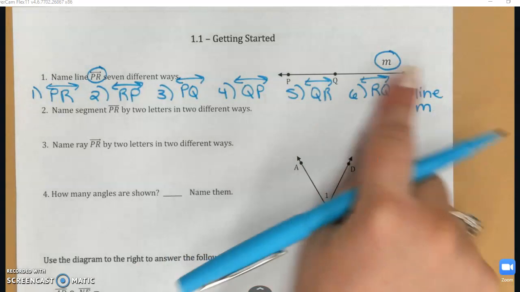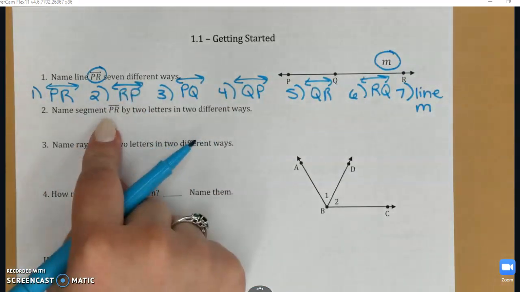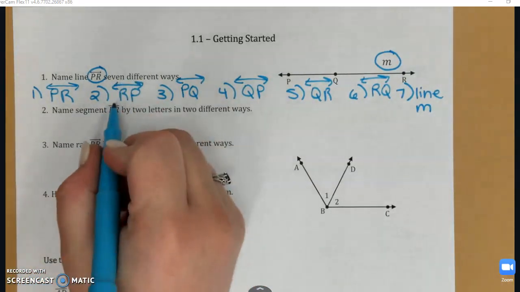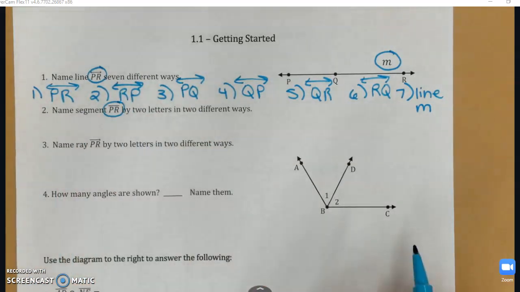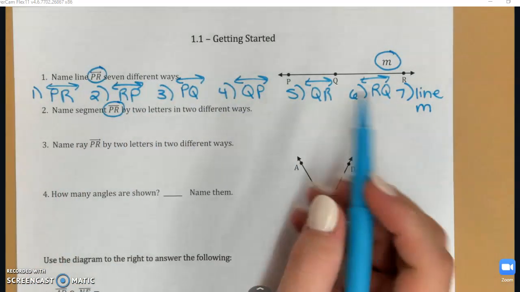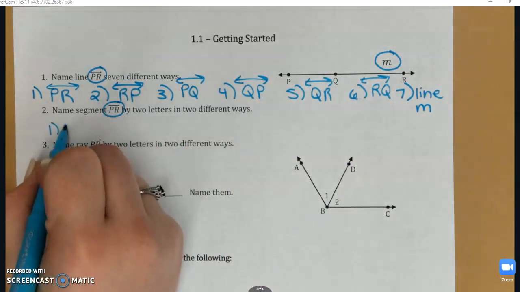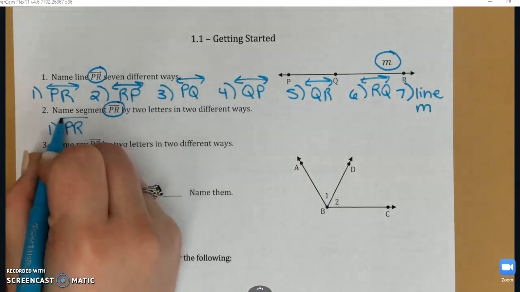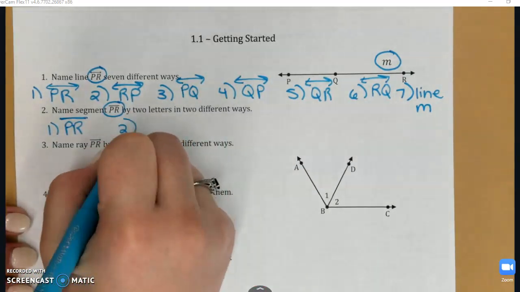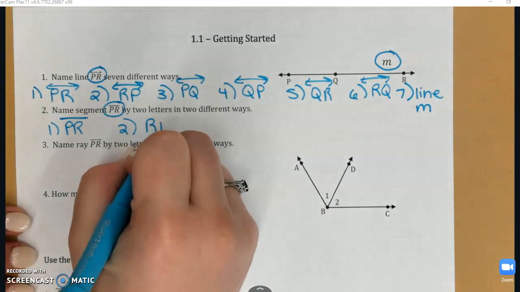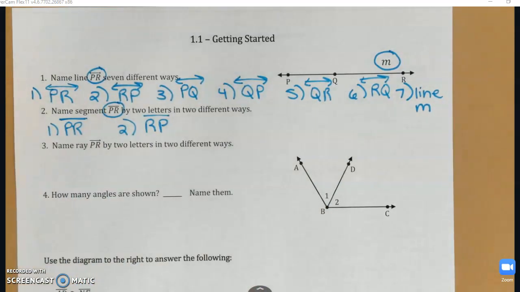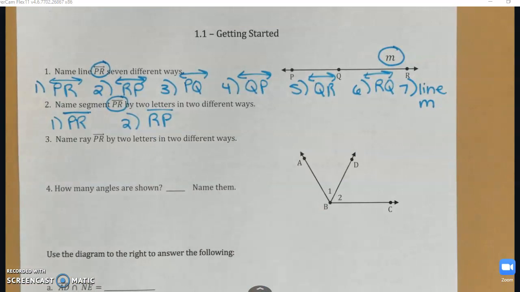Okay. And then still referring to the same diagram, number 2 is saying name segment PR, and again they've demonstrated to us the correct symbol and 2 letters. So we're going to name segment PR in 2 different ways. So that first one they've already given to us in the problem, segment PR. The second way is it could be segment RP. And those are the only 2 ways we can name the segment because we have to use the endpoints of that segment. So for a line, you have more options than for a segment.